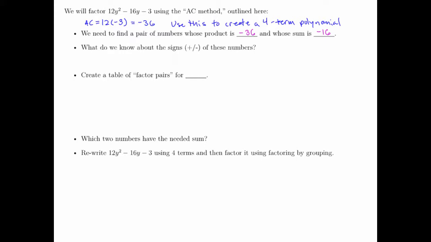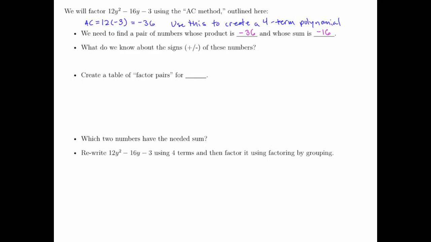Now we took a times c, and this setup of the product and sum is similar to when our leading coefficient is 1. And in fact, when our leading coefficient is 1, a would just be 1, and this method could still be applied, although it would be more work than we need in that case. So we know that the product needs to be negative 36, and the sum needs to be negative 16.